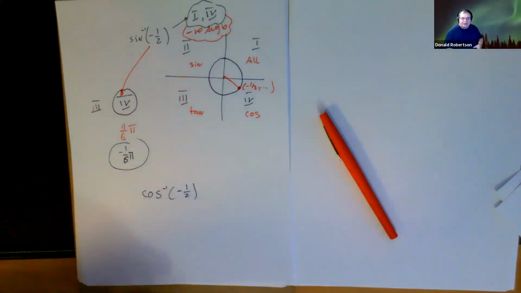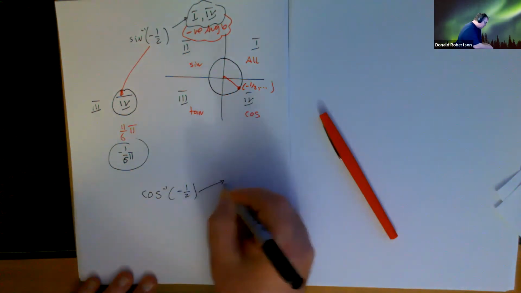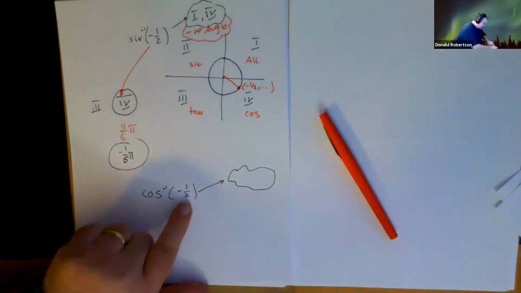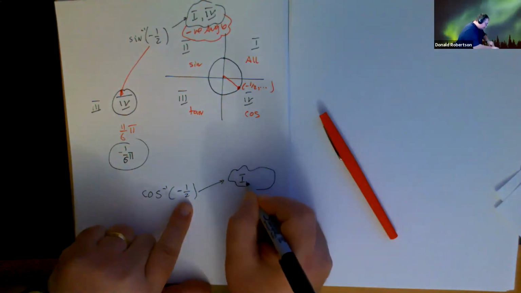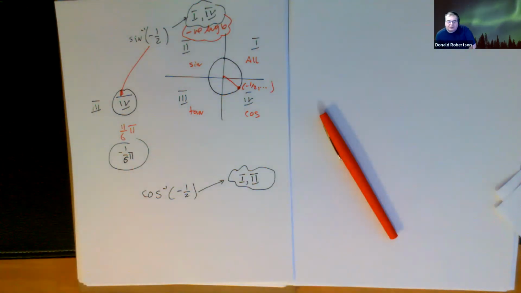Now, each one of the three trig functions has its own specific rules. I wish it was just one rule and you could remember it all. For the inverse cosine function, it only gets angles from the first and second quadrant. You notice that that's different from the inverse sine.